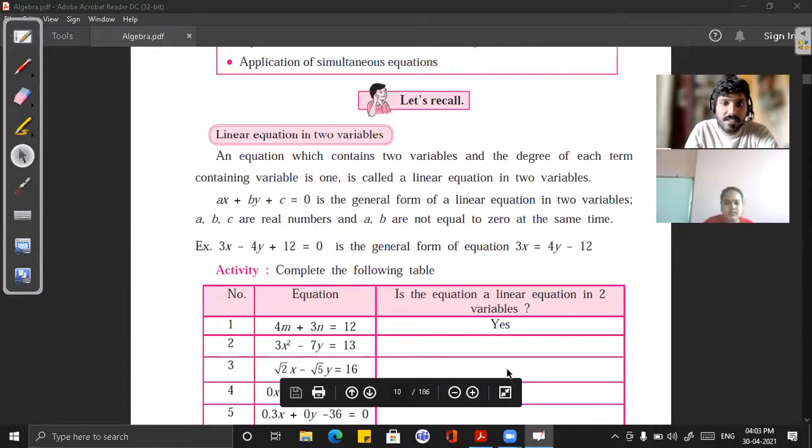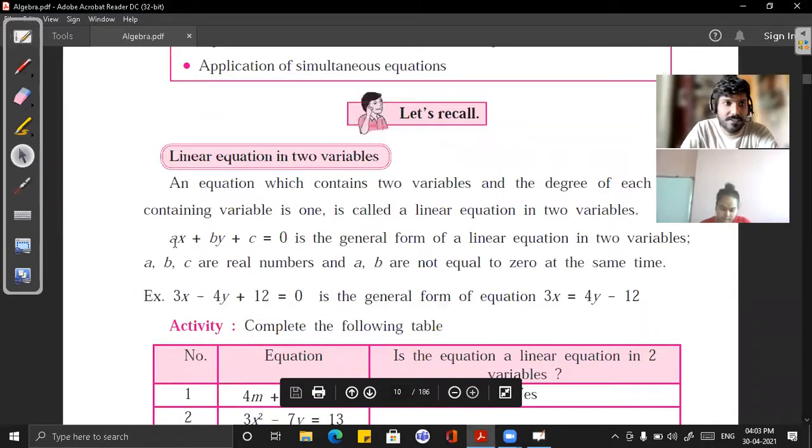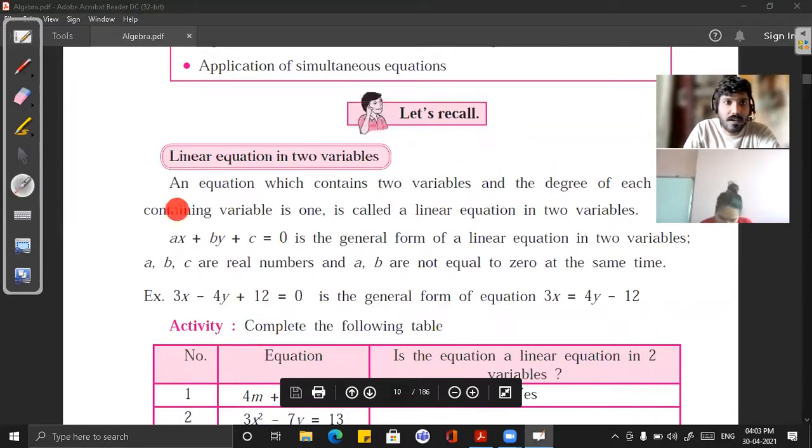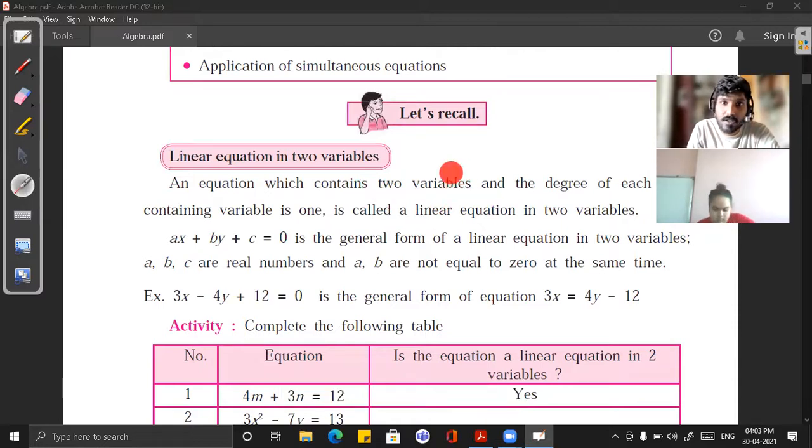Now if you see the definition written in the textbook, it is said an equation which contains two variables. So there should be two variables, and the degree of both the variables, degree means power, the degree of each variable is 1. That is called a linear equation. Is this sentence clear? Did you understand the sentence?